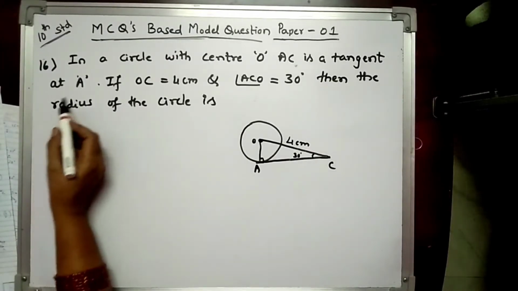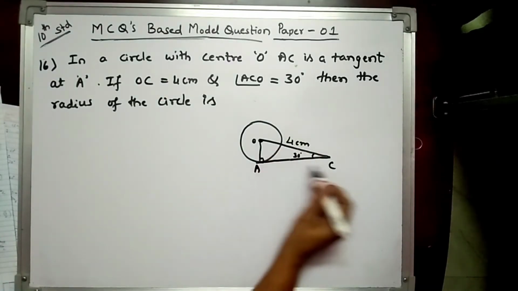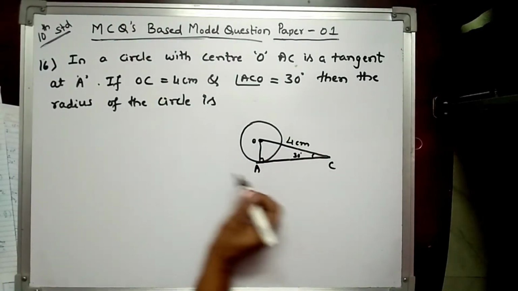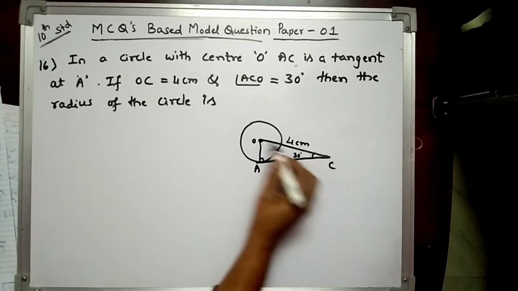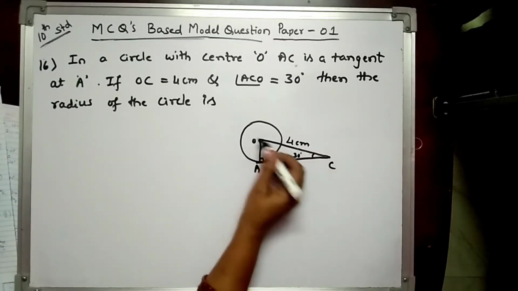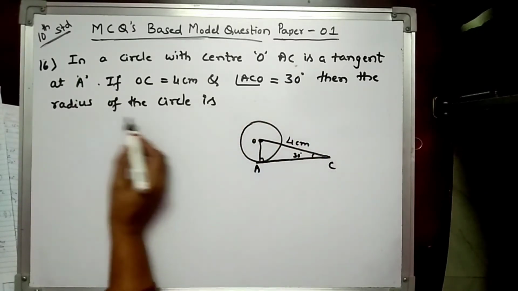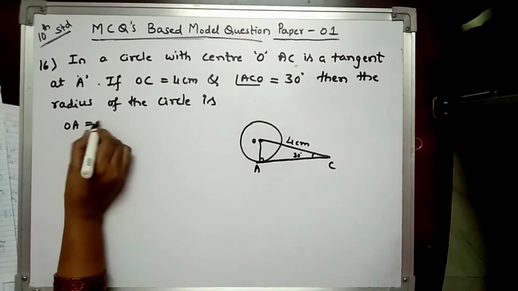Question number 16. In a circle with the center O, AC is a tangent at A. If OC is 4 centimeter and angle ACO is 30 degree, then the radius of the circle OA is equal to question mark.